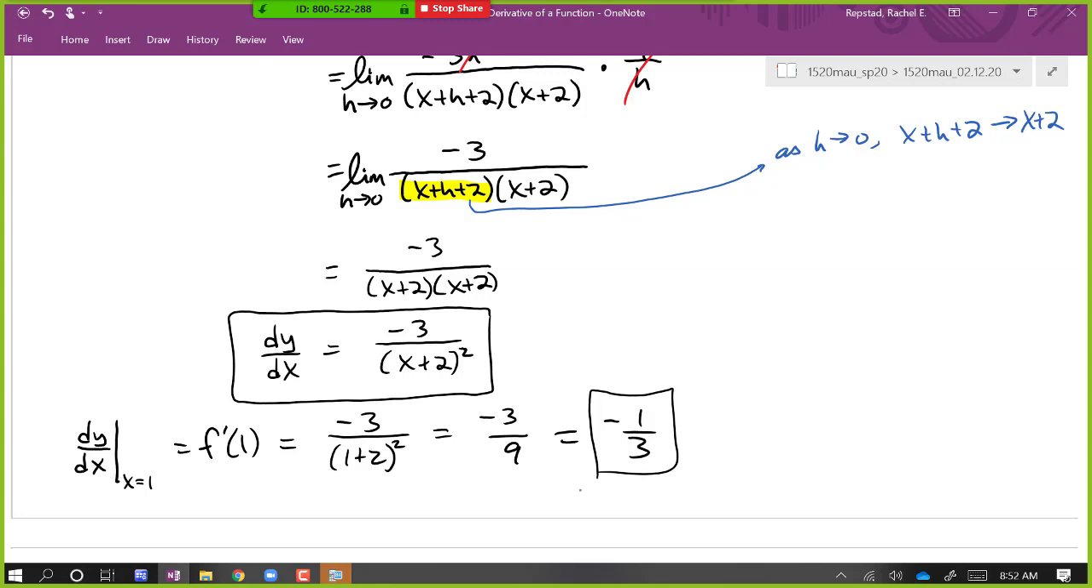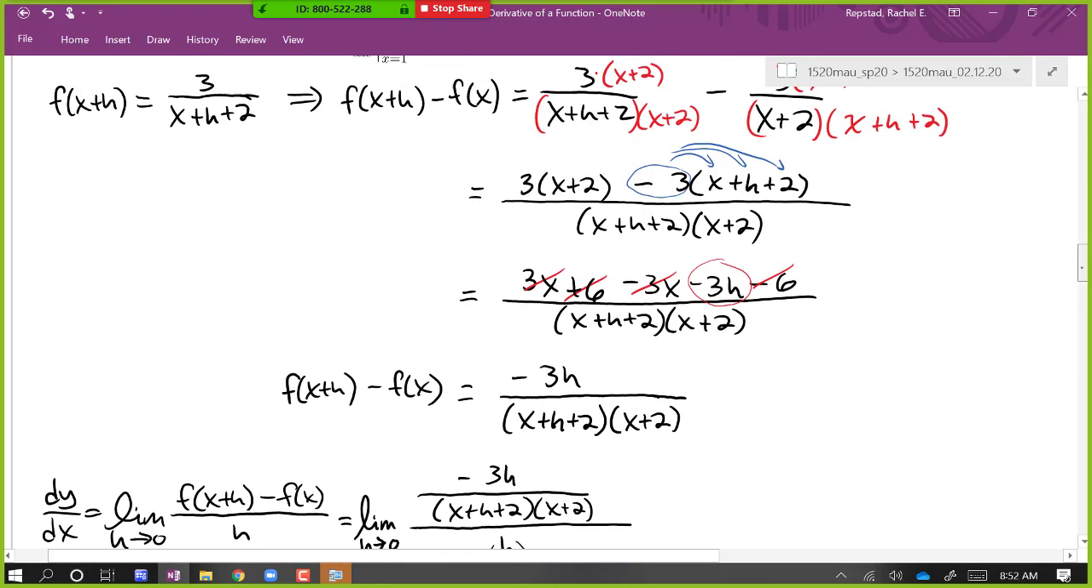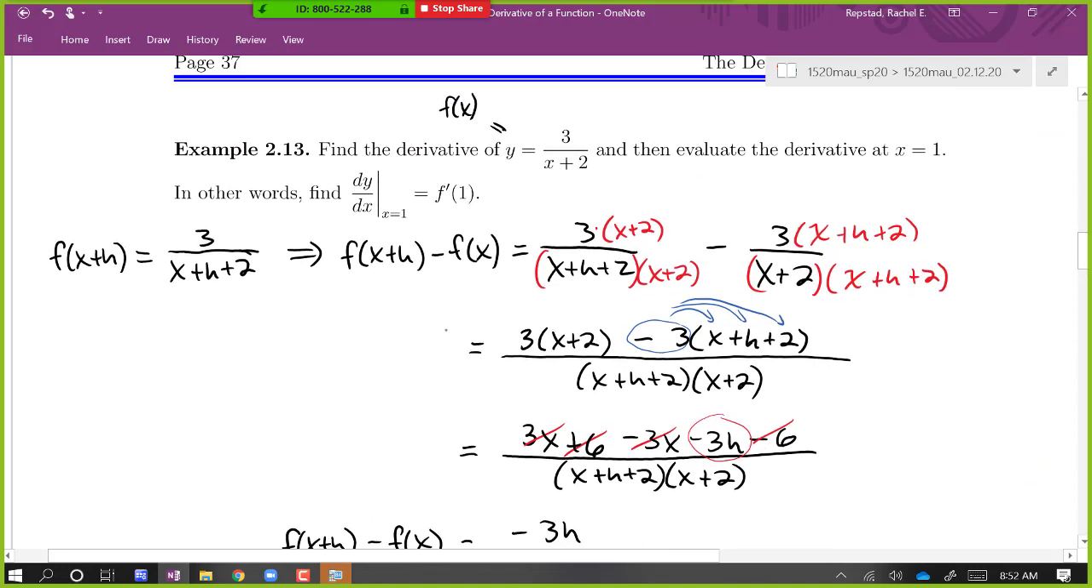So we know what to do if we have fractions, right? If we have x's in the denominator, this is our basic approach: get your expression for f of x plus h minus f of x and get a common denominator. You're going to leave the denominator in its factored form, like when we did the multiplying, we leave this factored, but multiply out the stuff on top.